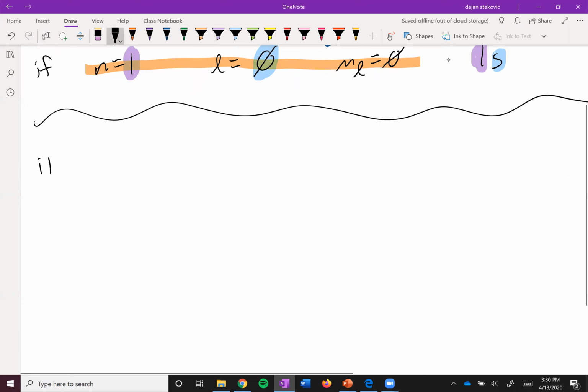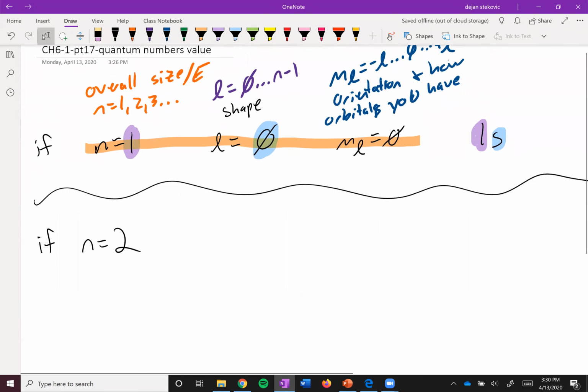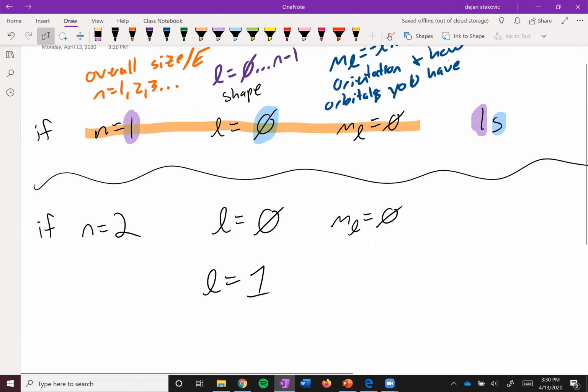Let's take a look at if n is equal to 2. Remember, L can equal from 0 to n minus 1. So n minus 1 is 1, and then it can also be 0. So L is either equal to 0 or L is equal to 1. When L is equal to 0, your m sub L is also equal to 0. When your L is equal to 1, it can go from negative L to 0 to positive L. So your m sub L can equal negative 1, 0, and 1.